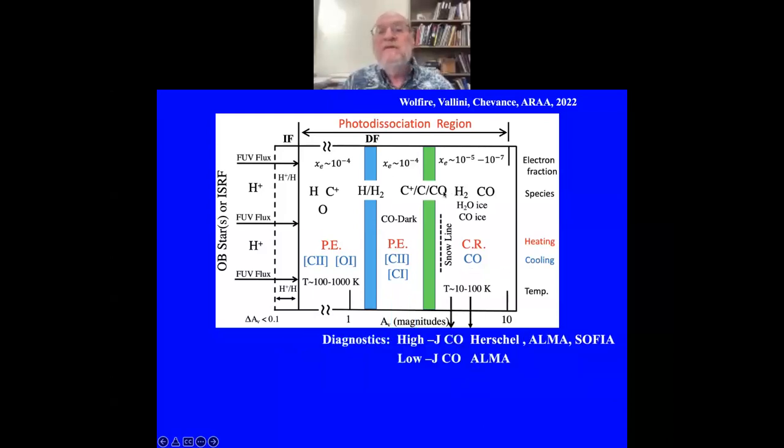Then deeper in still, you form CO, and ice forms on dust grains. You see the high J CO lines. You can also see the low J CO lines deeper in. This is mainly heated by cosmic rays, but can also be heated by the infrared radiation that's produced at the surface and then penetrates deeper into the cloud.